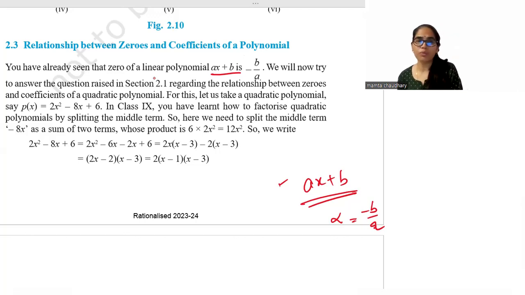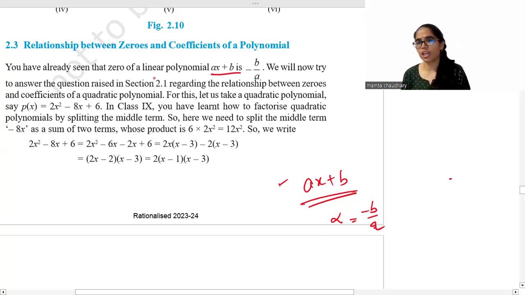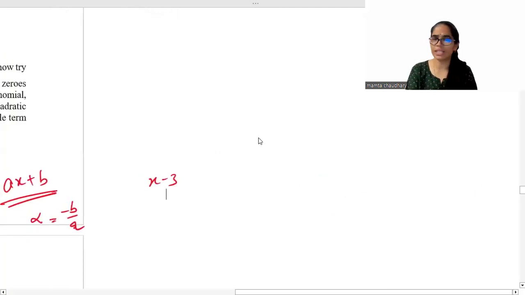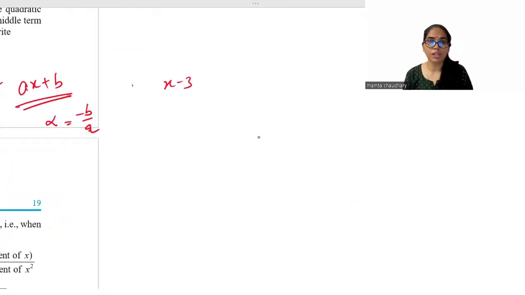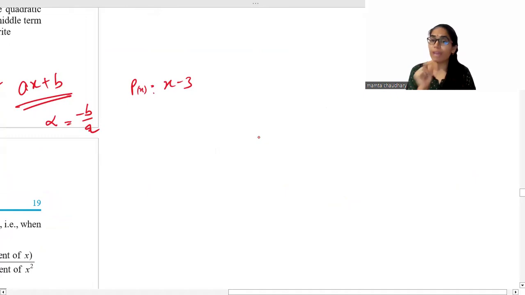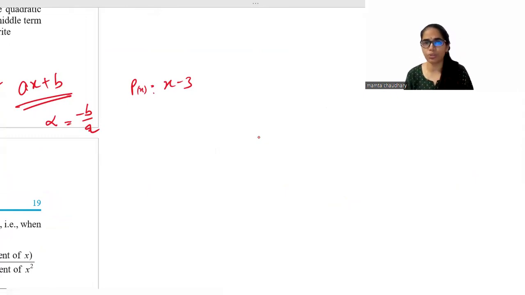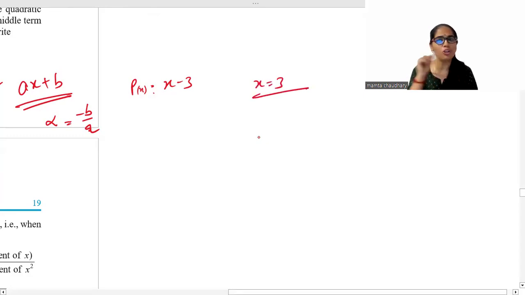For example, I'm just taking x minus 3. It is one linear polynomial. Now I need to find the value of its zero. For that, we need to find the value of x for which this given polynomial is 0. So it is x equals 3. For x equals 3, this given polynomial will be 0.